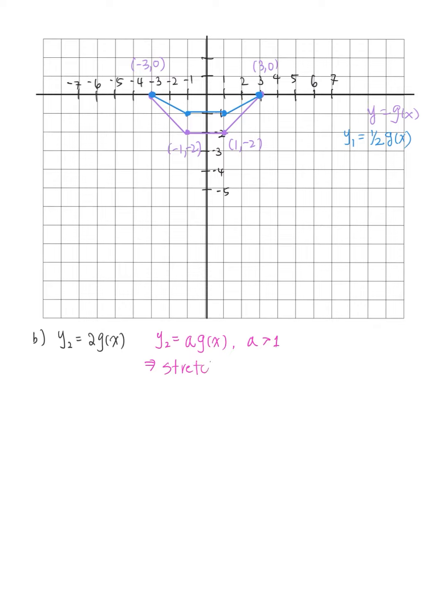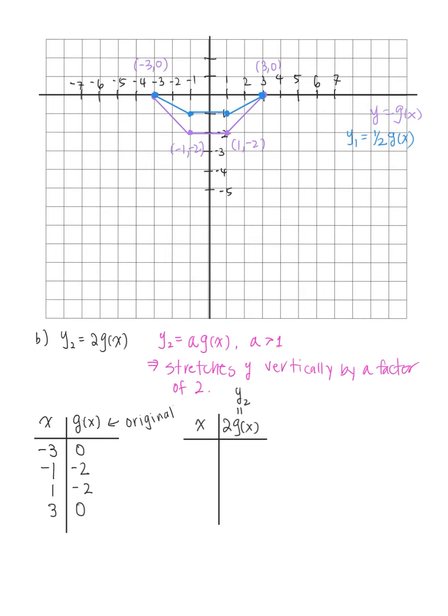Stretches vertically. So maybe y vertically by a factor of 2. So here what we're going to do is the same thing as what we did earlier. Let's make the chart for the original graph and for the new graph. Okay, so here's the original one. What I did was I just copy and pasted from example A. Now here is our new chart. We have 2 times g of x, right? So here, what do you think it's going to change? X values or y values?